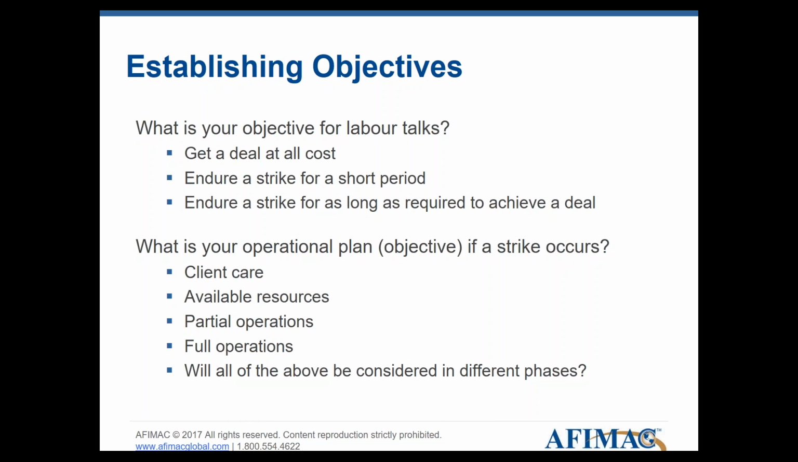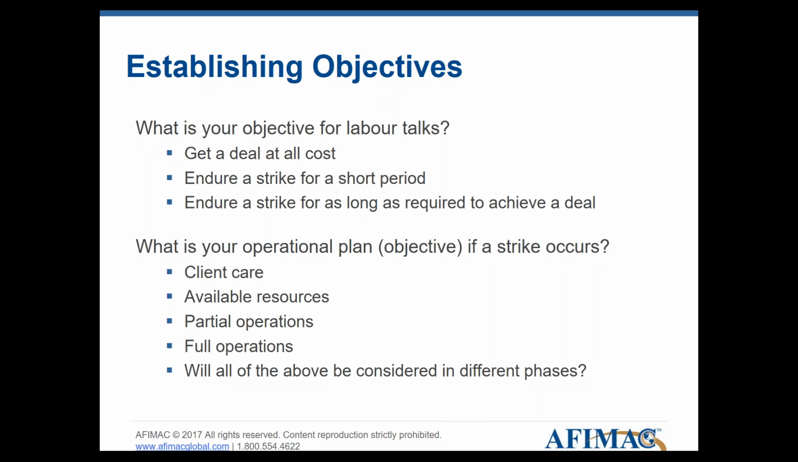Now, the most important piece is establishing an objective. You can't execute or even begin strategies around planning without an objective. We'll talk about two objectives: the first is your labor talks, and the second is what your operational plan looks like. As far as the operational plan, the objective is key, and it refers to what your organization will look like during a labor disruption.